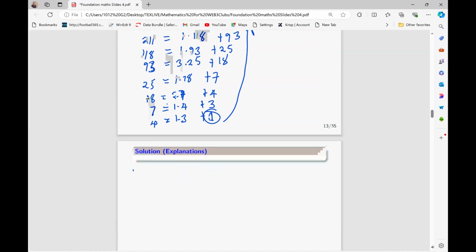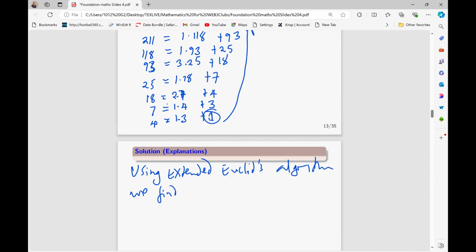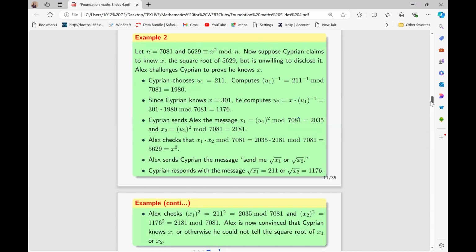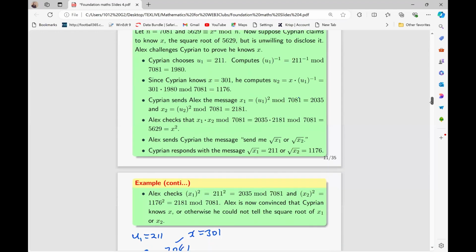So using the extended Euclid's algorithm, we find the inverse. I have done that, and when I did, I found the inverse to be 1980.